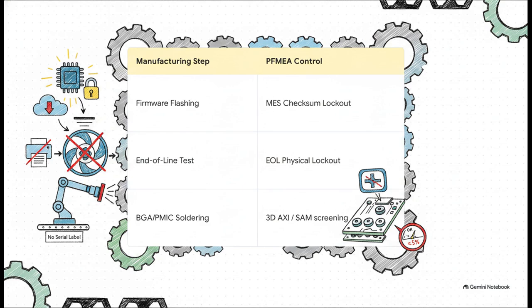And for the circuit boards themselves, advanced 3D acoustic and X-ray scanners make sure total voiding in the solder joints is under 5%, with no single void larger than 1%. This ensures that thermal vibration won't randomly break a connection and corrupt your data years down the road.